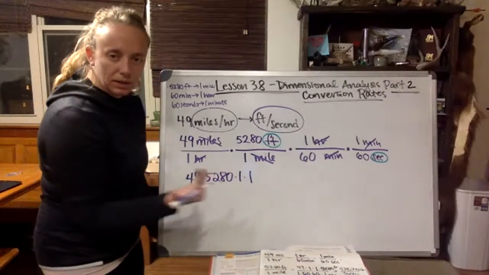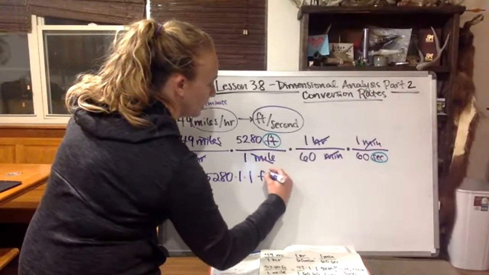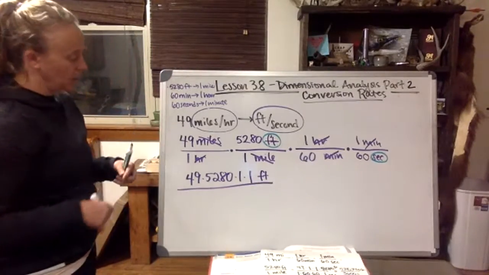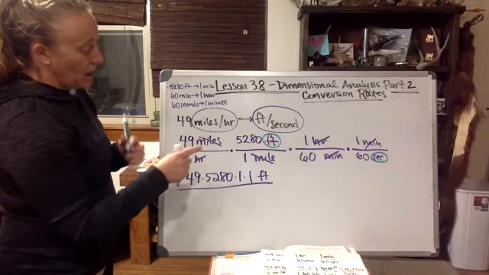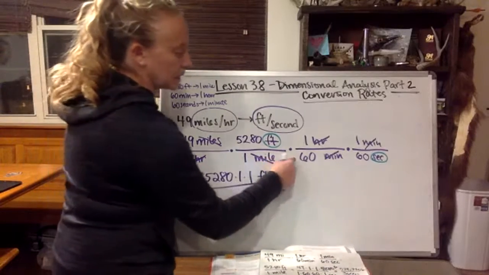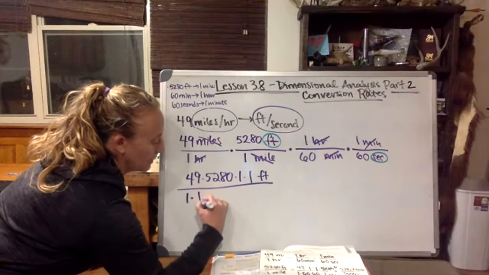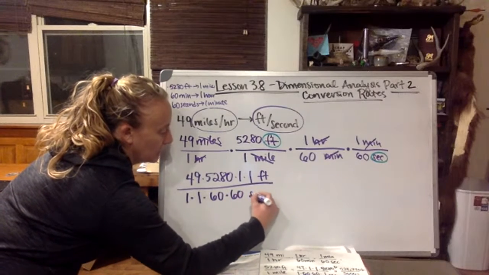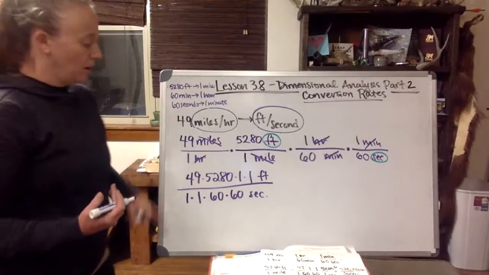And technically these ones don't matter because multiplying by 1 is just 1, right? It is just what it was previous, the number previous. On the bottom, I have 1 times 60 times 60 seconds. So 1 times 1 times 60 times 60 seconds. Now I need to do this math.